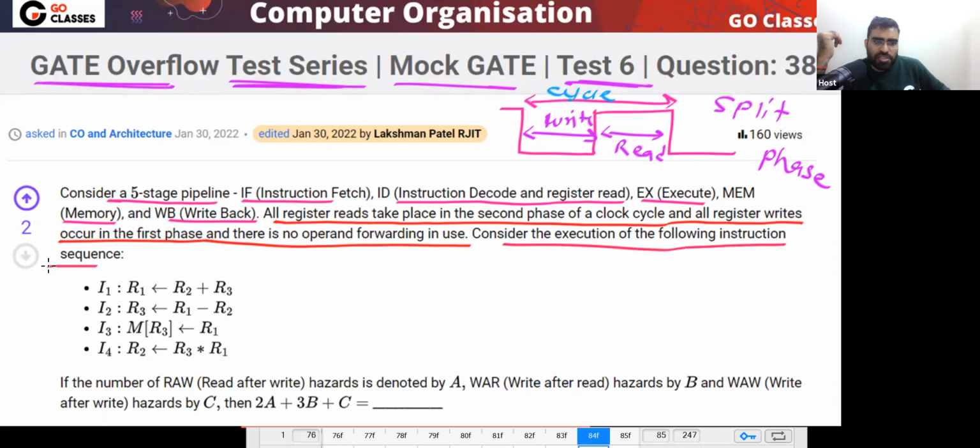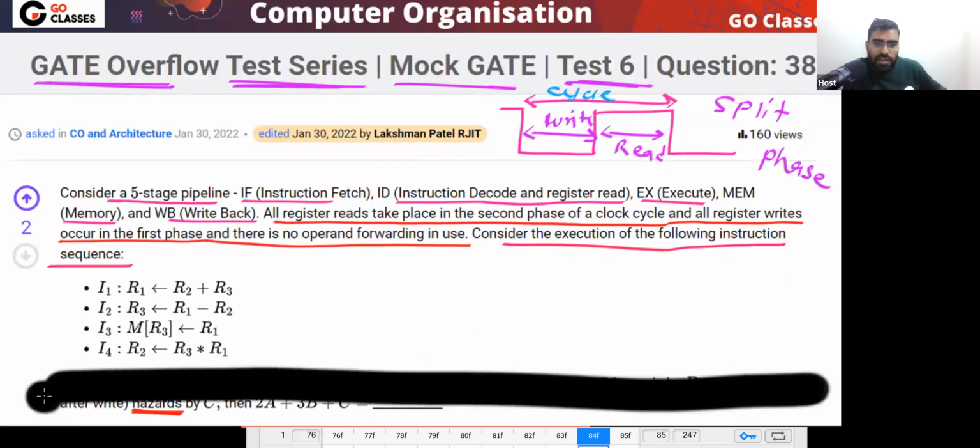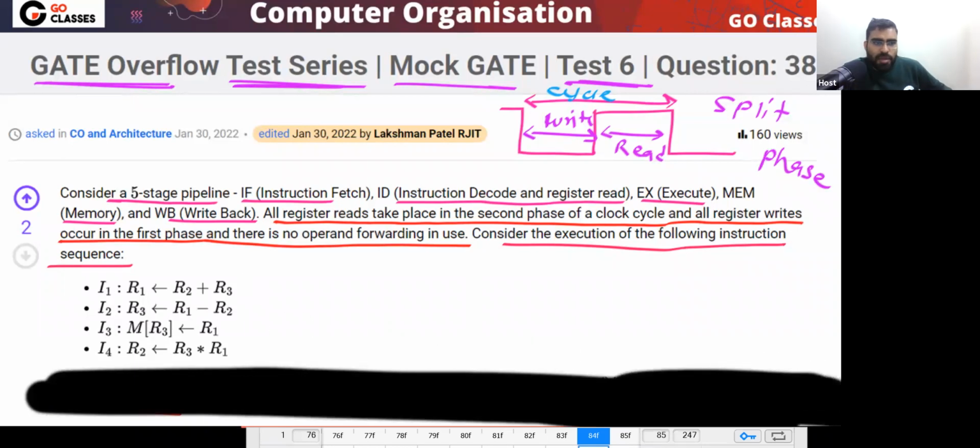Consider the execution of the following instruction sequence. This instruction sequence is given to you. Now, before we solve this question, actually the question is asking for hazards. But one variation is possible, and that is dependency. So before we solve this actual question, let's find out the dependencies. Tell me, for dependency, do you care about the pipeline? How many dependencies are there? RAW dependency, WAW dependency, WAR dependency.